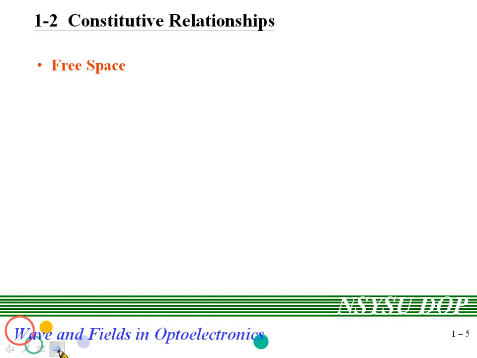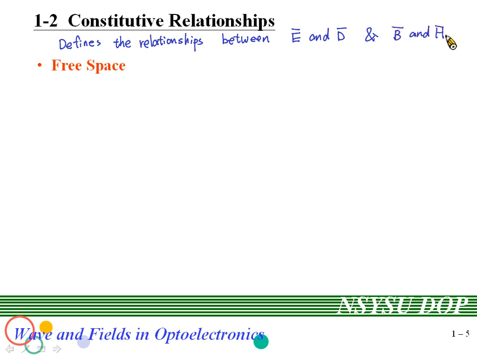The next topic is constitutive relationships, which define the relationship between E and D. It also defines the relationship between B and H. So if you know the relationship between E and D, and you know the relationship between B and H, then you can say that you know the constitutive relationships of the material.